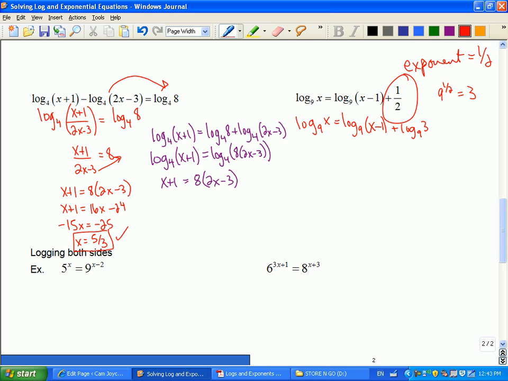So there may be times when you need to do something like that. You've got a number, and in order to use the log laws, you have to turn that number into a logarithm. So let's just finish this one out then. Log base 9 of x is equal to log base 9 of 3 times x minus 1. So I can drop the logs there. So negative 2x is negative 3, so x is 3/2. And again, if you double check, that works for all the ones in that equation.